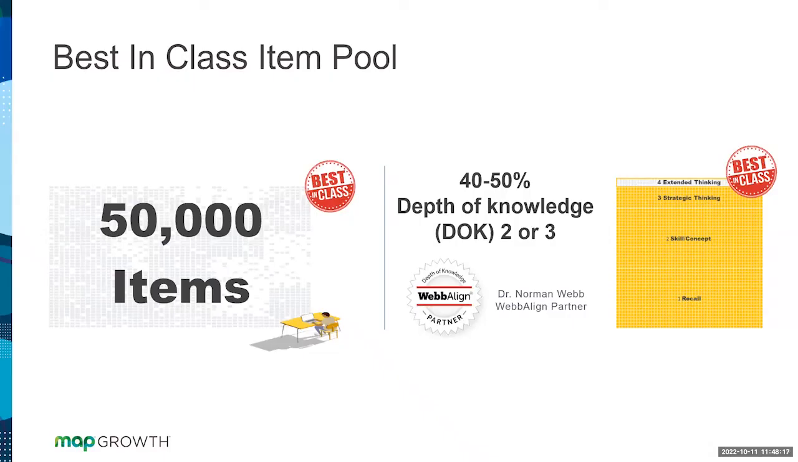We also have a very large item pool, meaning students won't see the same test question, and the depth of knowledge in the questions is beyond just basic recall for all of them. There's a depth of knowledge at level 2 or 3 for up to half of the questions. So we're really looking at a lot of different pieces.